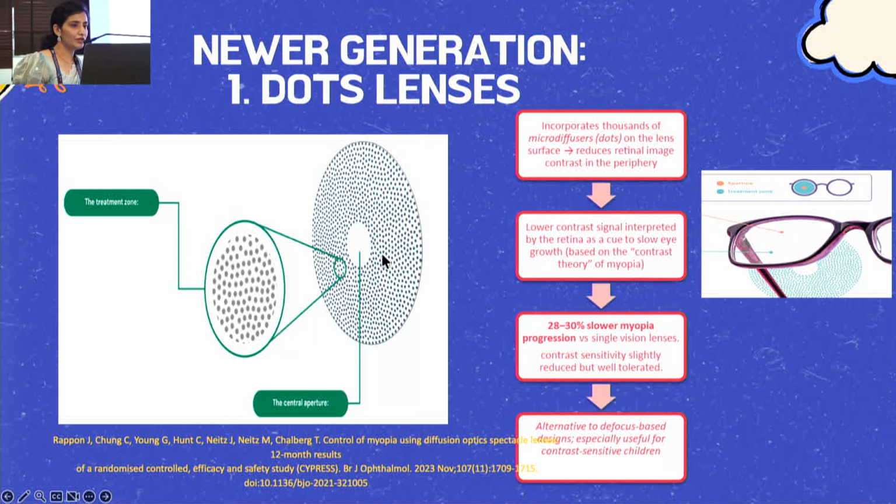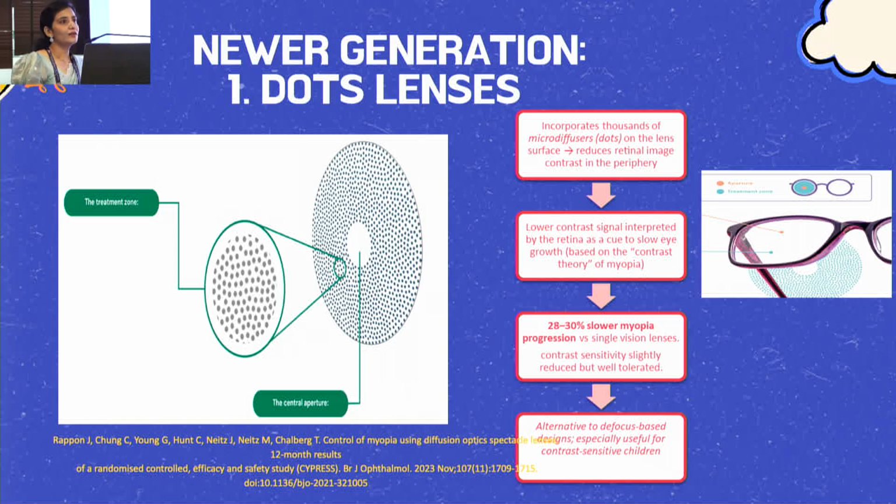Coming to the newer generation, this is very interesting. This is the DOTS lenses, diffusion optic technology lenses. Here what you can see are these micro diffusers. Again, the central one corrects for the distance vision, and surrounding it you have these micro diffusers. These will reduce the contrast. So it is based on the contrast theory of myopia.